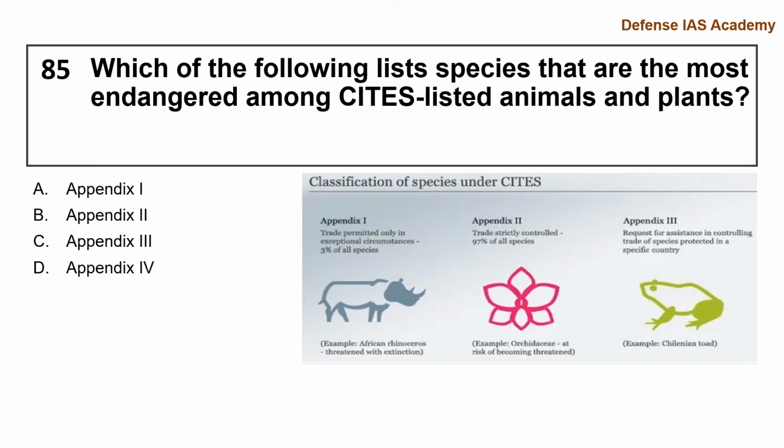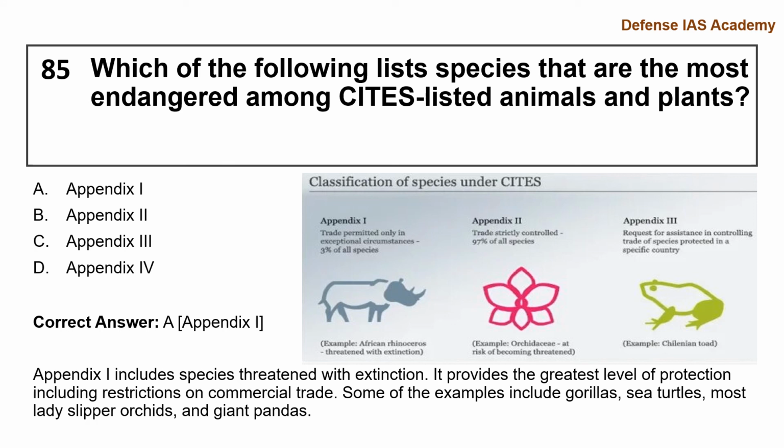Question number 85. Which of the following lists species that are most endangered among CITES listed animals and plants? The correct answer is option A, Appendix 1. Appendix 1 includes species that are threatened with extinction. It provides the greatest level of protection including restriction on commercial trade. Some of the examples include gorillas, sea turtles, most ladies slipper orchids and giant pandas.